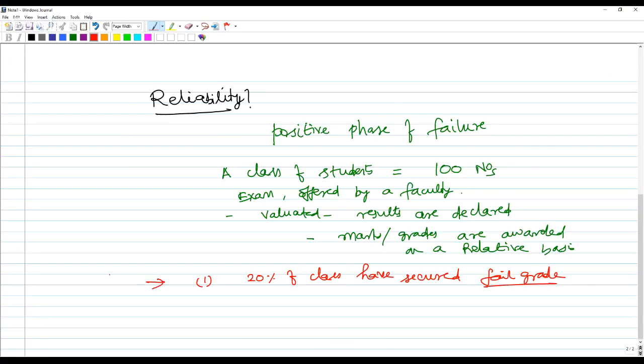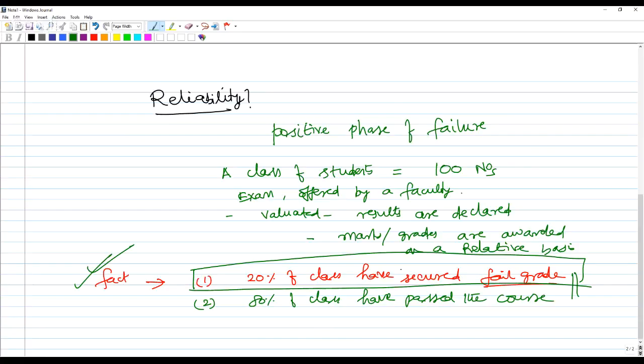This is essentially the fact. But to keep the entire class in a happy mood, faculty can also say 80% of the class have passed the course. Friends, please look at both these statements. Both are expressing the same fact. 20% failed, 80% passed. The first one is related to safety. The second one is related to reliability.